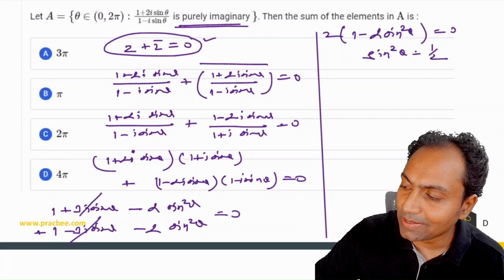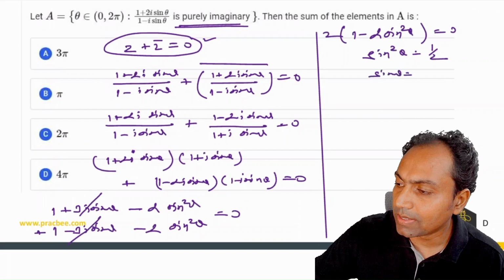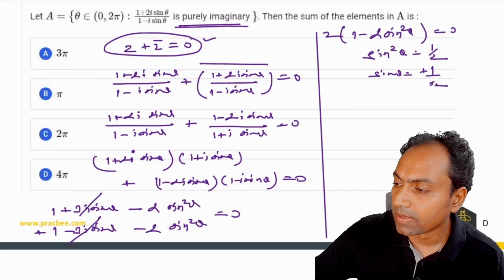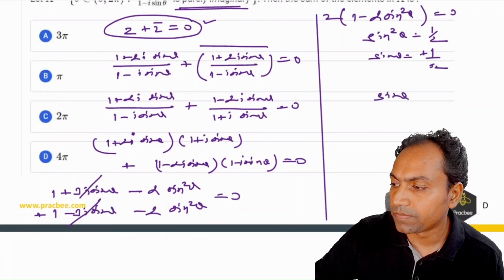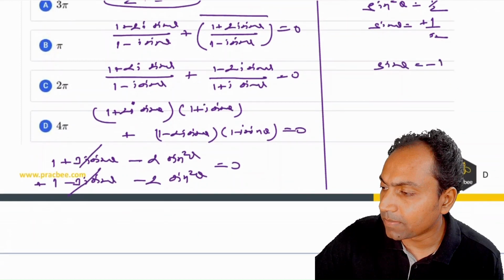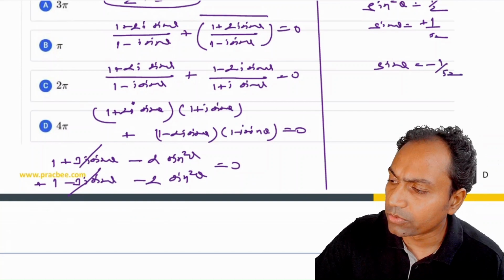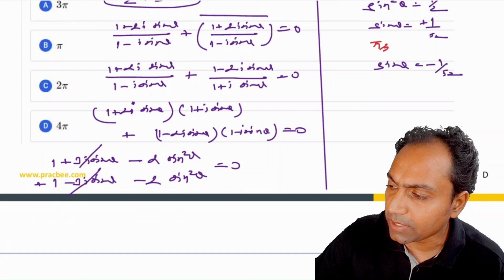That would mean sine theta can take 2 values. Either it can be equal to plus 1 by root 2, or it can be equal to minus 1 by root 2. If it takes the first value, that is plus 1 by root 2, in 0 to 2 pi, such possible values are pi by 4 and 3 pi by 4. So these are the principal values.